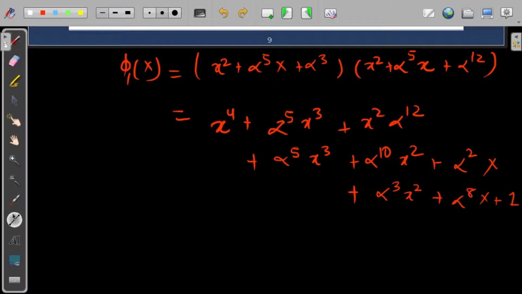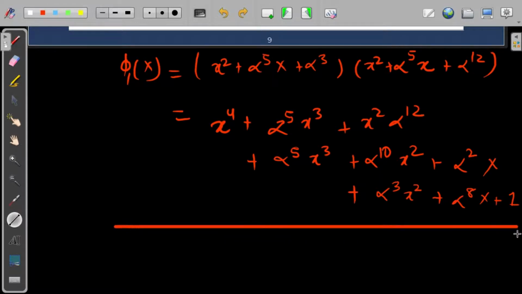So if I add all of them together, the result is going to be equal to x to the power 4. If you add this and this together, since this is basically XOR, right? So these are going to be the same, so they are going to cancel out each other. So with respect to x cube, you have only 0.